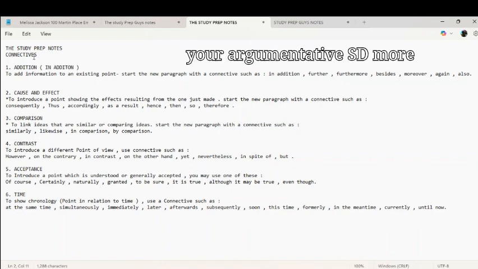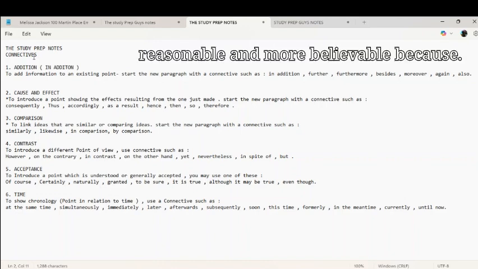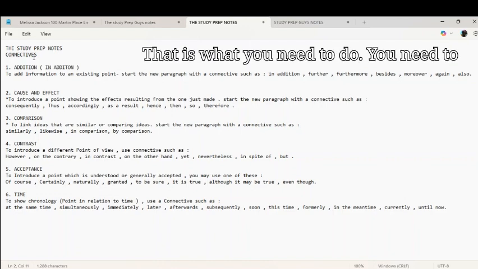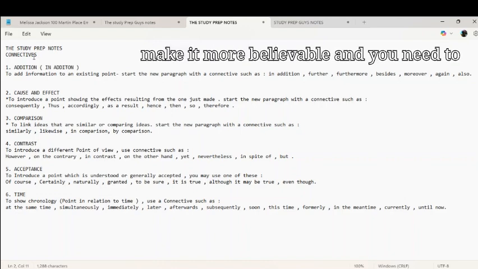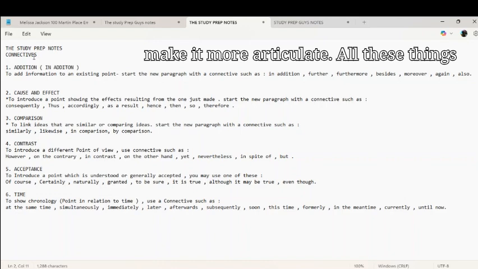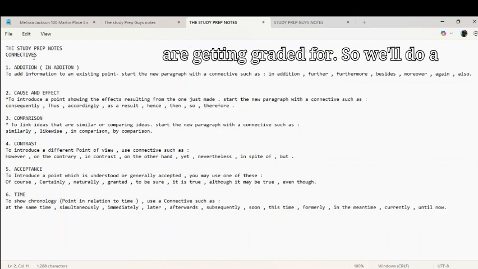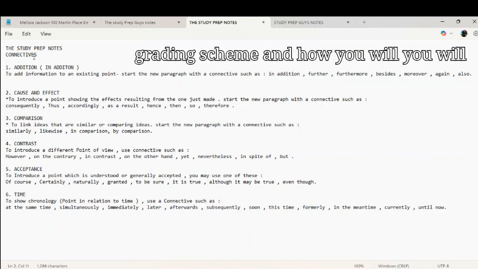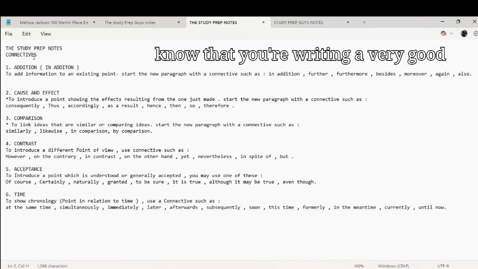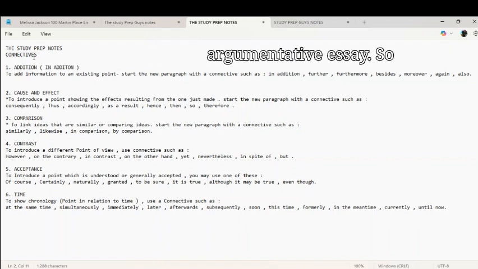These are some of the cause and effect connectives that could be utilized to make your argumentative essay more reasonable and more believable, because that is what you need to do. You need to make it more believable and more articulate. All of these things are getting graded for. So we'll do a grading scheme and how you will know that you're writing a very good argumentative essay.